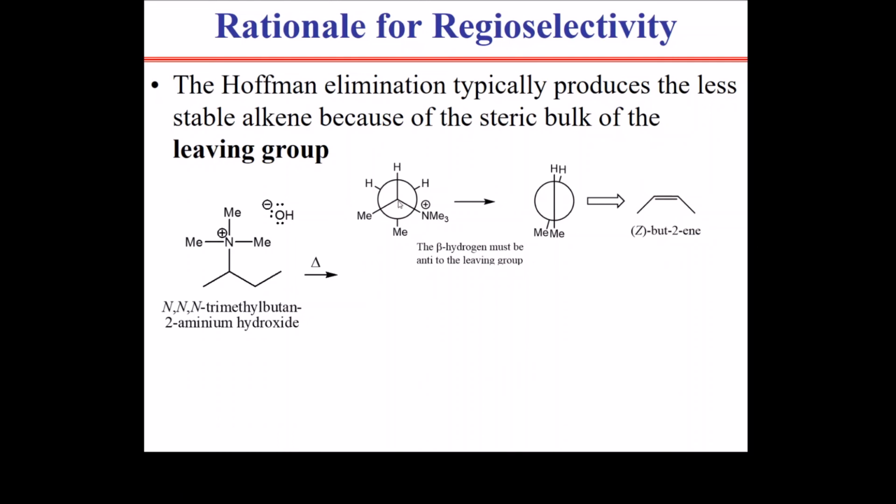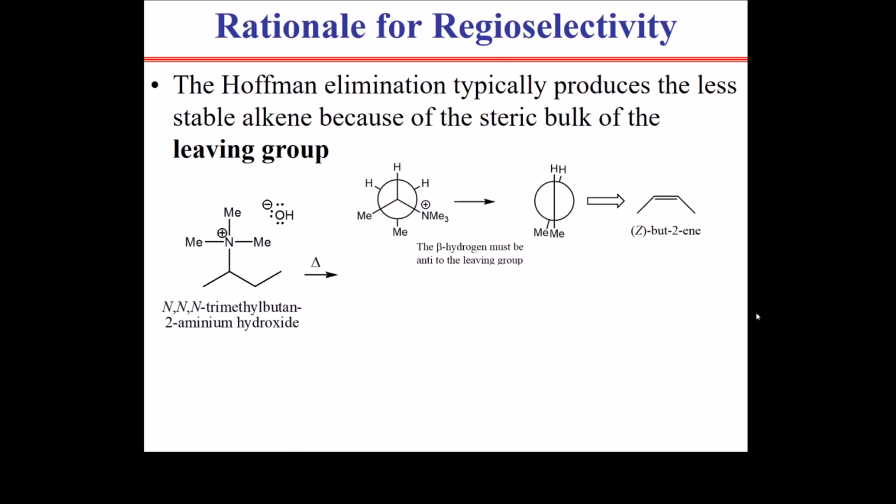In order for elimination to occur, the leaving group must be anti to the hydrogen that's being pulled off. So this is the leaving group on the front carbon, and the hydrogen on the back carbon that's anti to it is the one that's going to be removed. When that hydrogen gets pulled off and the leaving group leaves, then this compound flattens out. With this hydrogen gone and that nitrogen gone, these 2 methyl groups pinch closer together as the thing flattens out. Those 2 hydrogens pinch closer together, and that's how spatially you go from this Newman projection right here to the Z-2-butene. Notice how the methyl groups are on the same side.